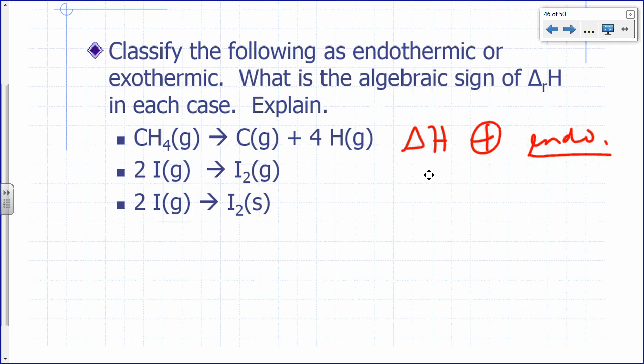How about this one? Delta H for this: two iodine atoms forming an I2 molecule in the gas phase.